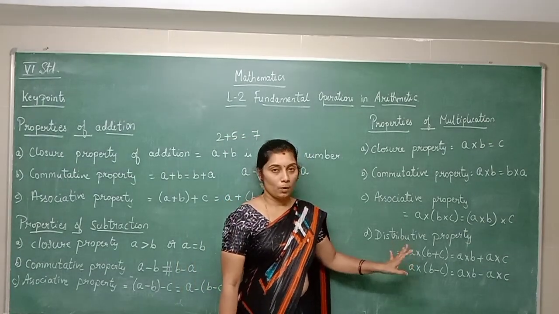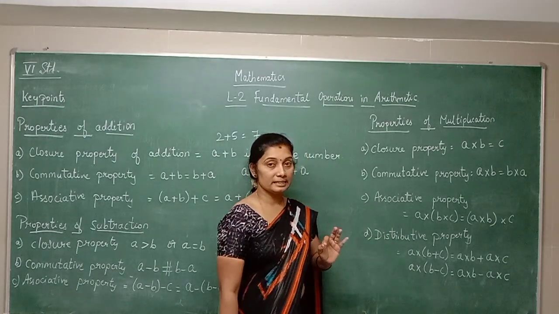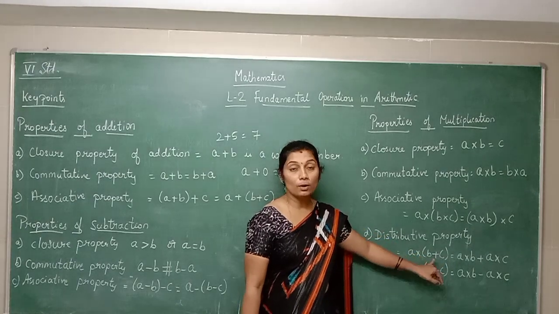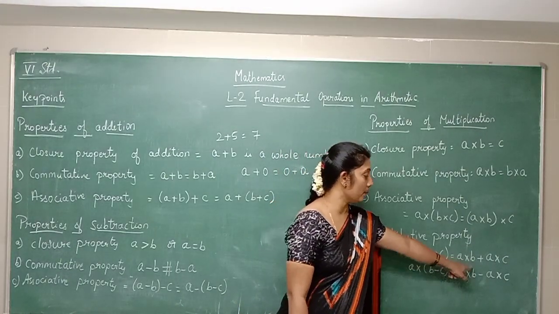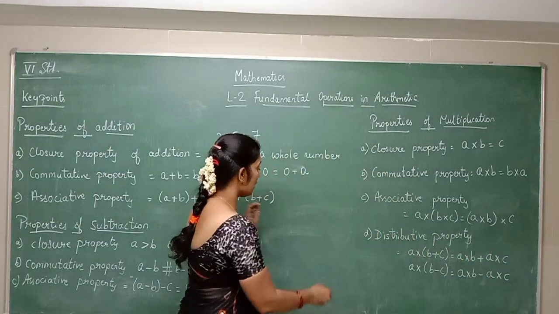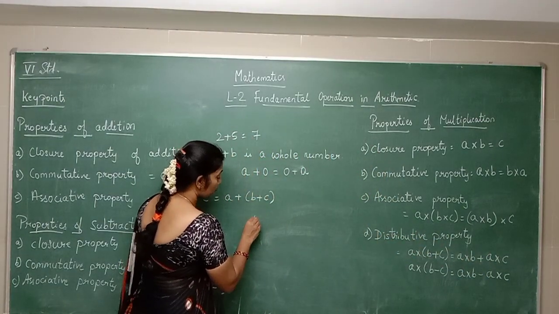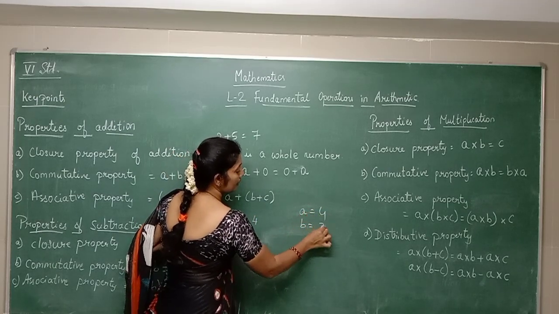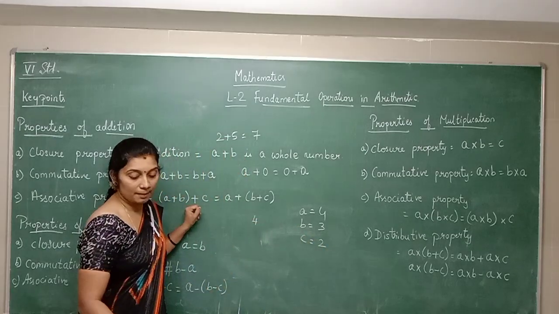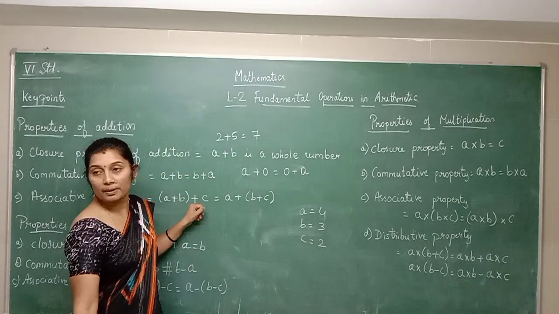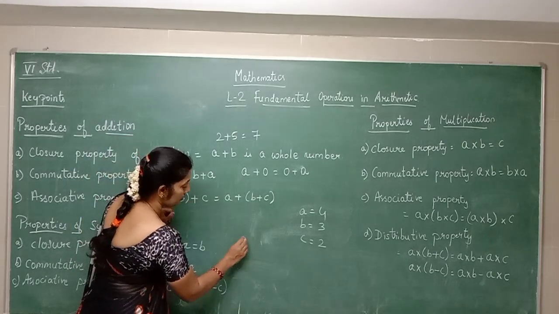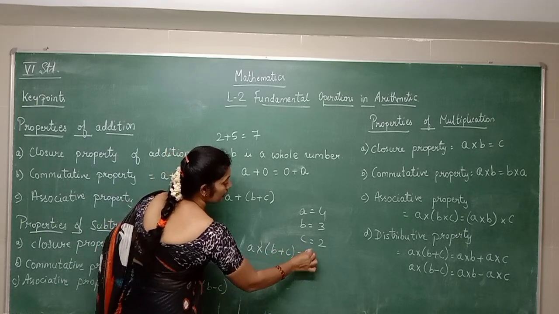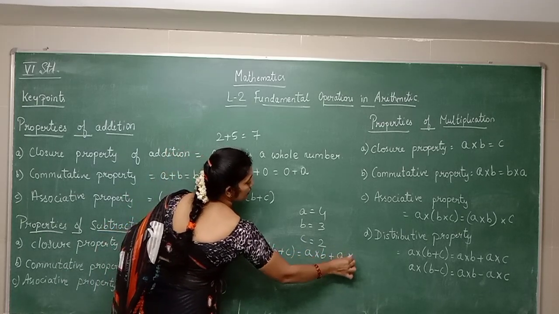What does the distributive property state? The distributive property says that A into B plus C will be equal to A into B plus A into C. For example, if I take 4 as A, B will be 3 and C will be 2. I am showing with an example how to solve. First, the distributive property says that what? A into B plus C will be equal to what? A into B plus A into C.